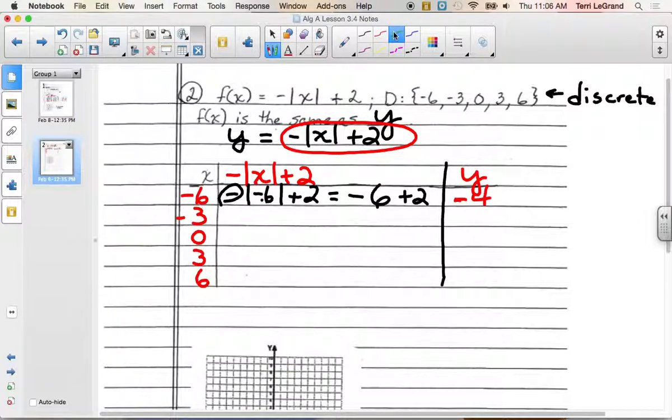Okay, now we bring our negative sign down, our absolute value bars, and substitute in -3 for our x. The negative sign is out front of the absolute value bars. It's not part of our absolute value, so we have to bring it along. What is the absolute value of -3? Positive 3. Then plus our 2. So what's our y value this time? -1.